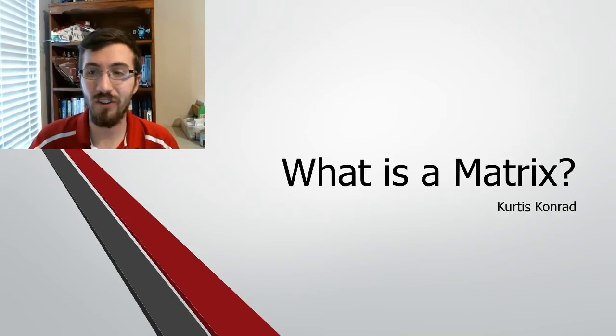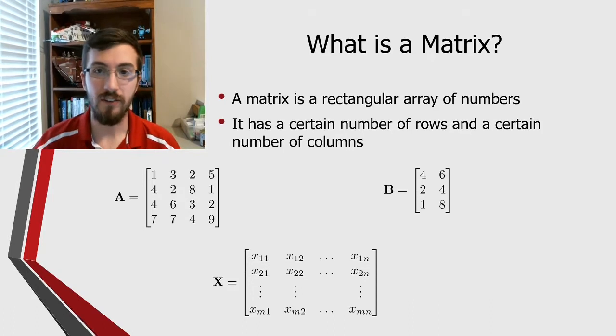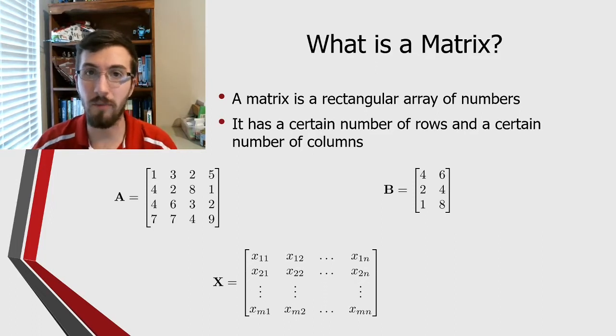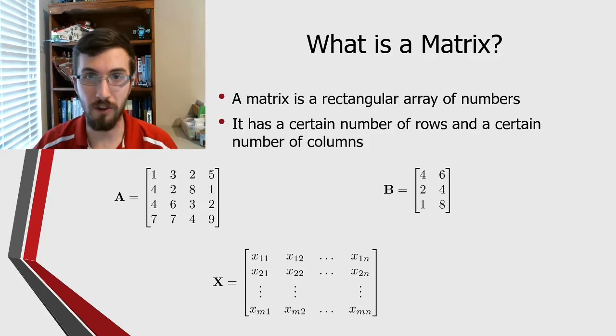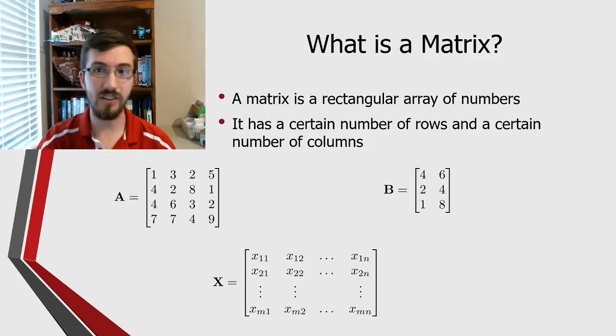All right, so let's talk about what is a matrix. A matrix is really simple, actually. It's just a rectangular array of numbers. It has a certain number of rows and a certain number of columns. That's it. It's just a rectangular array of numbers.